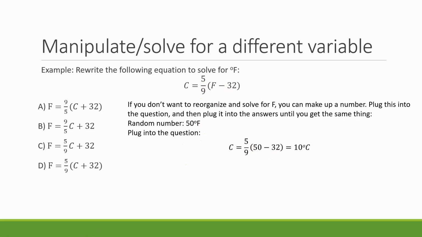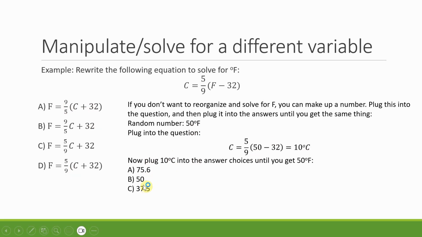So now I can take that 10 degrees Celsius, put that into all of these, and figure out which one gives me 50. If I plug 10 degrees into A, I get 75.6. So that doesn't work. Plug it into B, I get 50. So I know that's my answer. To give you an idea of all the others, you'll get 37.5 and 23.3.